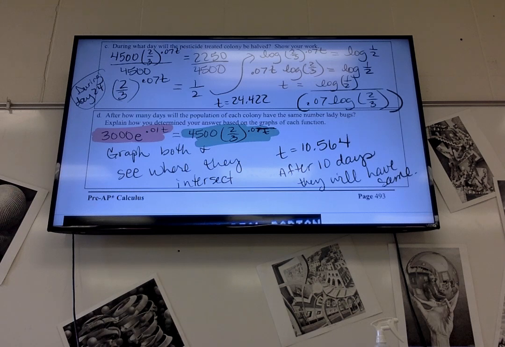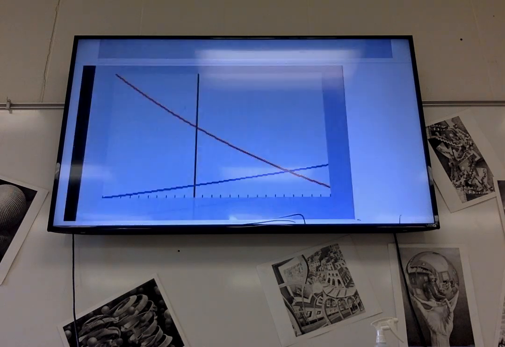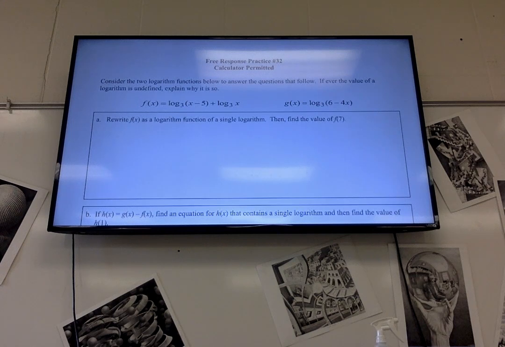Okay, so the next one, true response number 32. This one is another calculator one, and it gives us 2 logs, but notice they're not log base 10s. They're log base 3s, so we can't really use the button on our calculator.